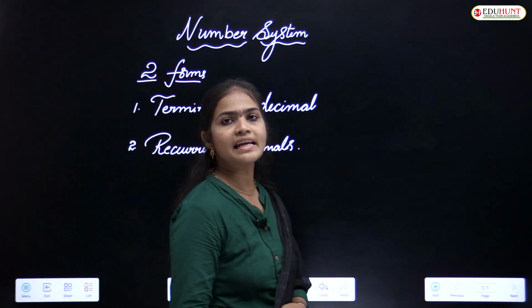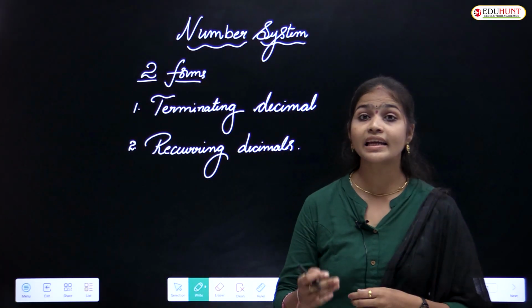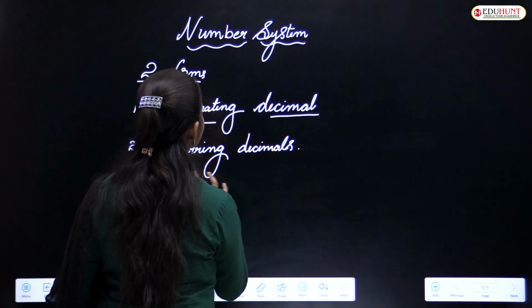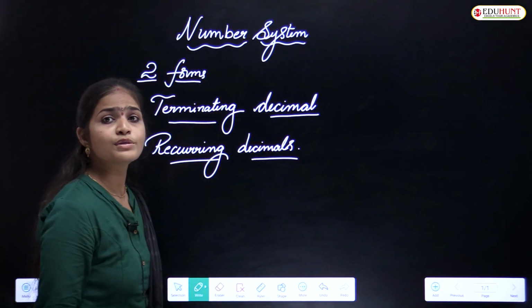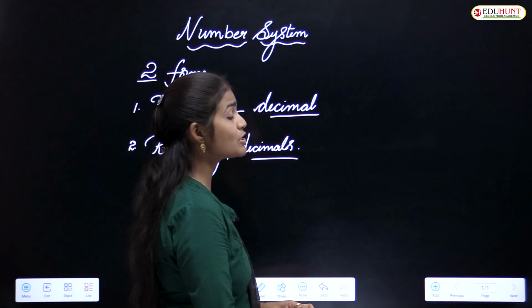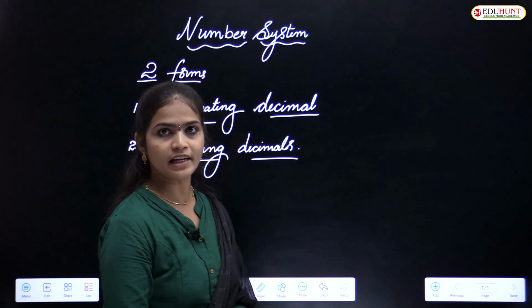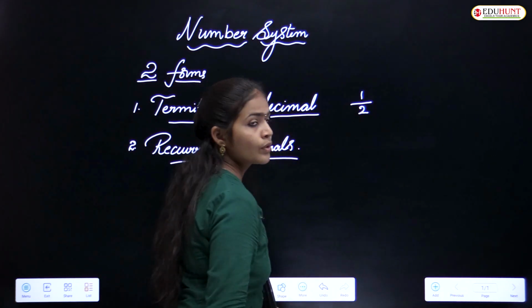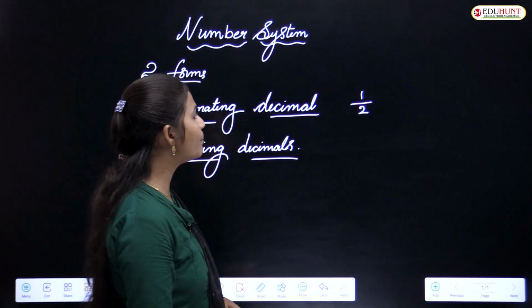So we can observe here that rational numbers can be represented in two forms, that is, terminating decimals and recurring decimals. So what about the terminating decimal? Terminating decimal means we are always observing the quotient part, I told you, no. So here I am going to take the example 1 by 2.